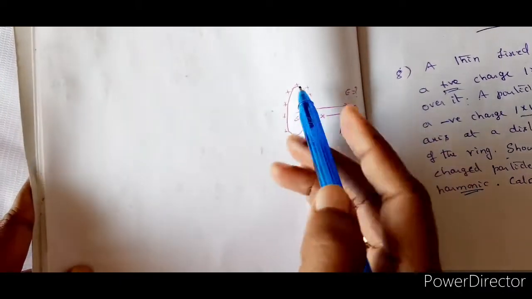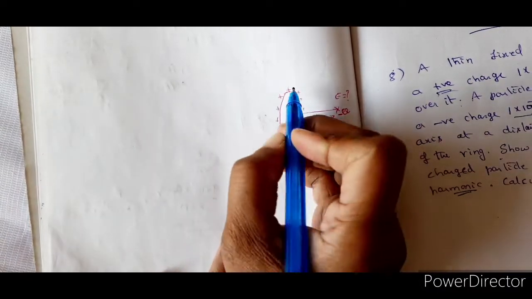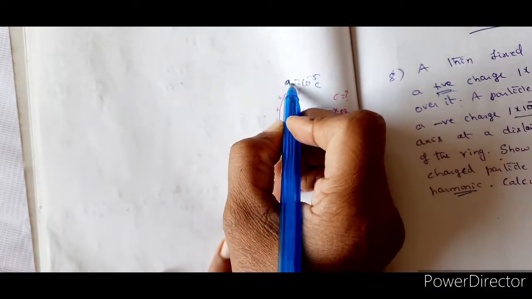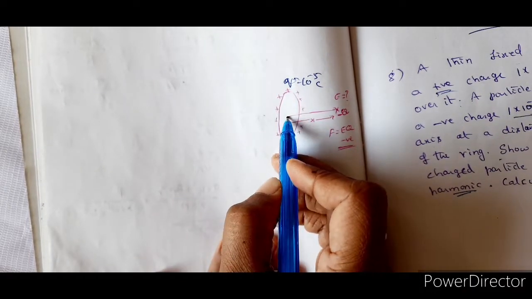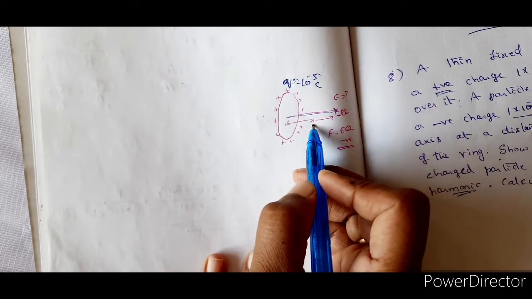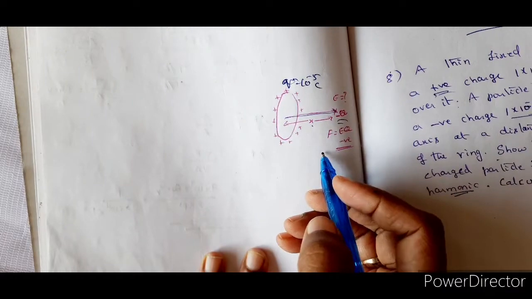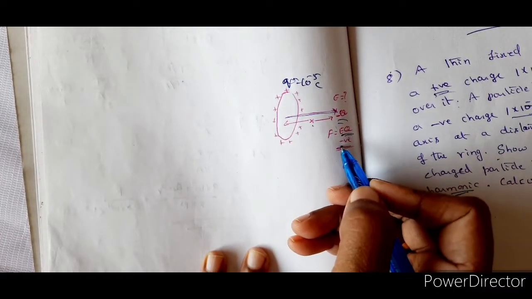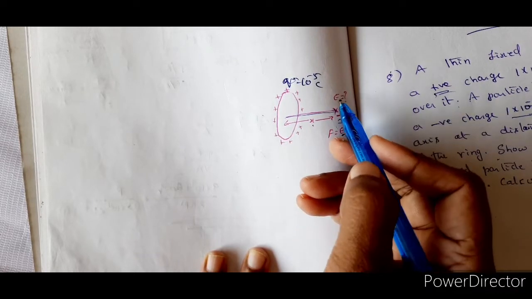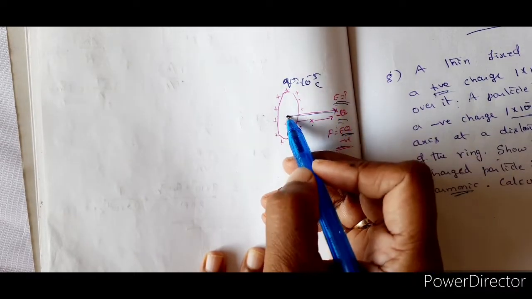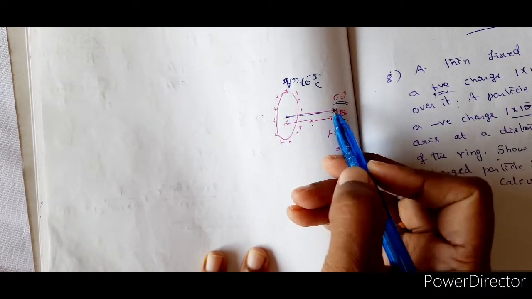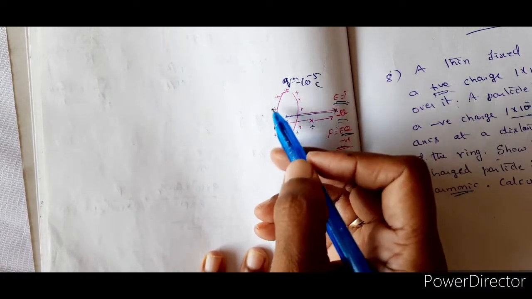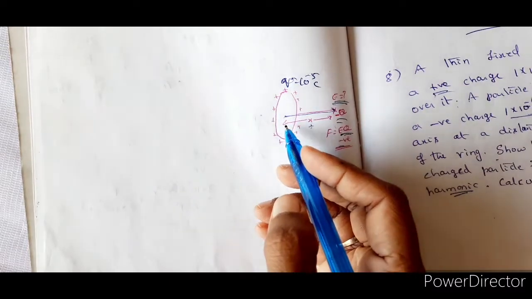So now there is a uniform ring. What is the charge on this? Q is equal to 10 power minus 5 coulomb. And on the axis, at somewhere x, minus q is placed. So what is the force acting on it? F is equal to EQ, negative, is it not? Minus Eq. What is E? Electric field strength at a point at a distance of x on the axis of a uniformly charged ring. So what is that equal to?